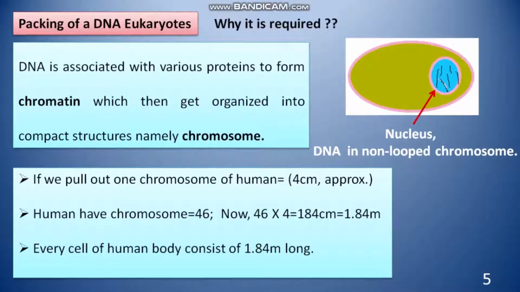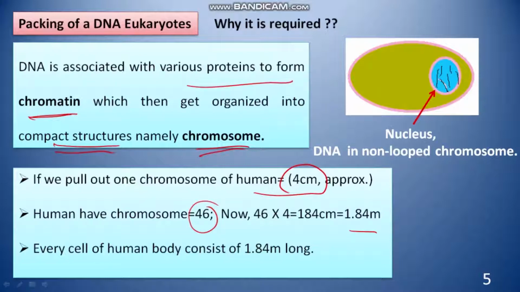But packaging of DNA in eukaryotes is very different. DNA is associated with various proteins to form chromatin, which then gets organized into a compact structure called a chromosome. If we pull out one chromosome of a human, it comes to around 4 centimeter in length. And we know that humans have 46 chromosomes. So if we multiply, it comes to around 1.84 meter. So every human cell consists of 1.8 meter long chromosomes inside the nucleus.